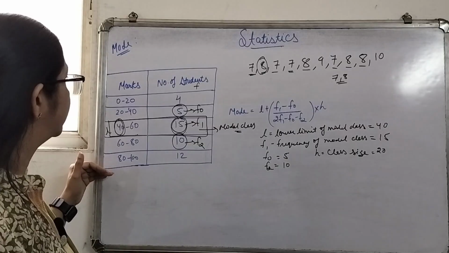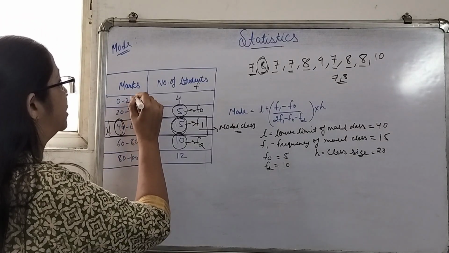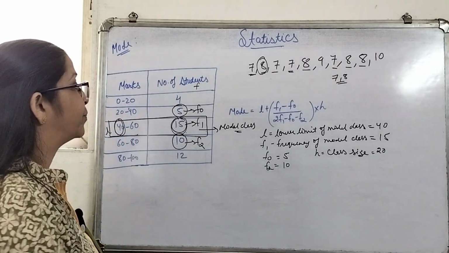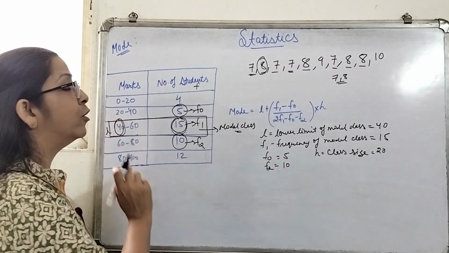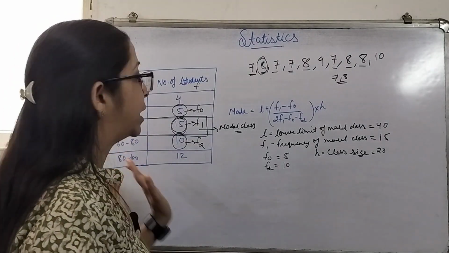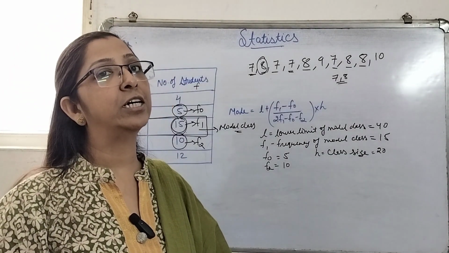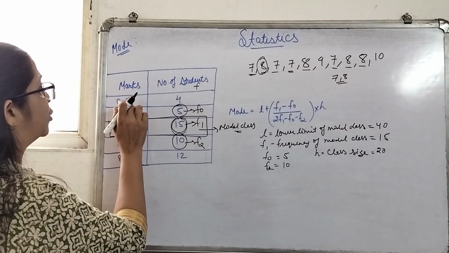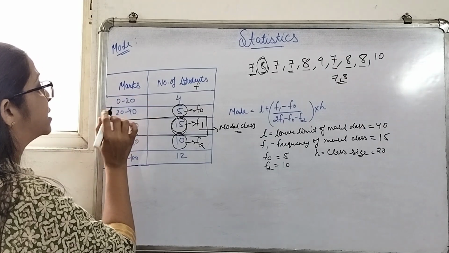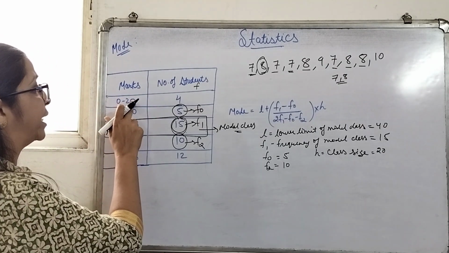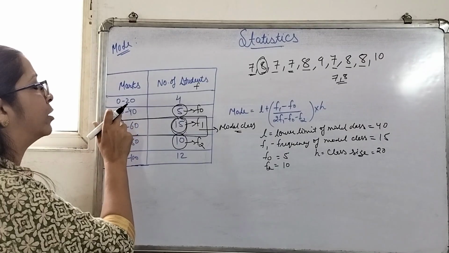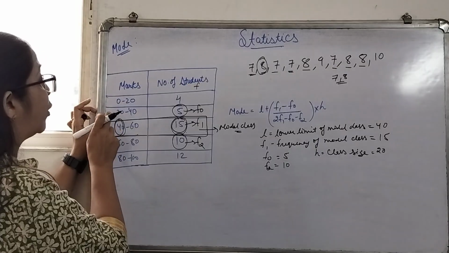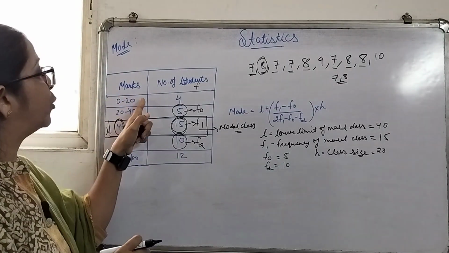It should also be taken into consideration that your class intervals should be continuous. That means if one ends at 20, the next should start at 20 only. If it ends at 40, the next should start at 40. If it is not continuous, we will convert it into continuous. How can we do that? Suppose it is 19 over here and the next starts from 20, that is 0 to 19, then 20 to 39. So we will subtract 0.5 from here and add 0.5 over here.